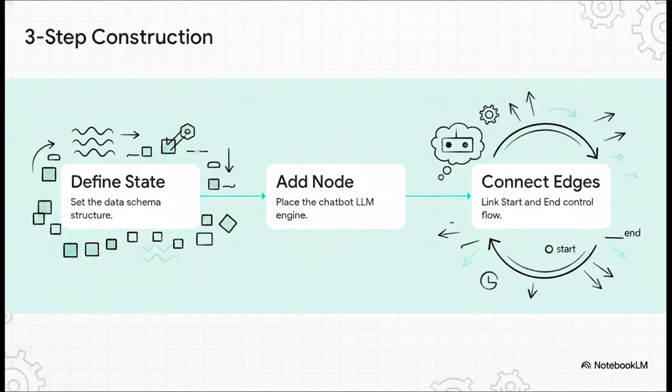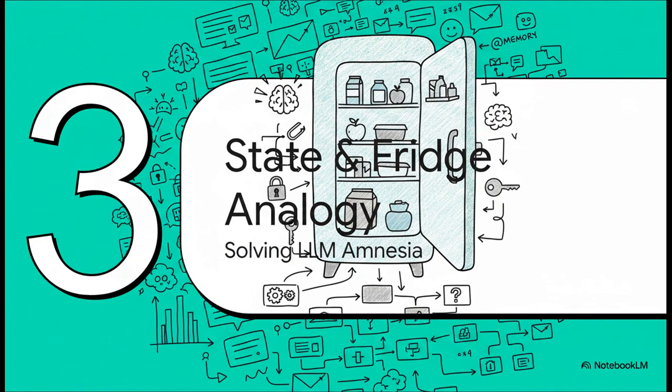So bringing that all together, you really just have a simple 3-step construction process. Step 1, define the state structure. Basically, what does our data actually look like? Step 2, add your chatbot node to the graph. And step 3, connect your start and end edges to create a fully completed loop. Honestly, if you can nail those 3 things, you've successfully built the basic foundation of a LangGraph chatbot. Which brings us to part 3, state and the fridge analogy. This is how we actually solve that LLM amnesia problem.